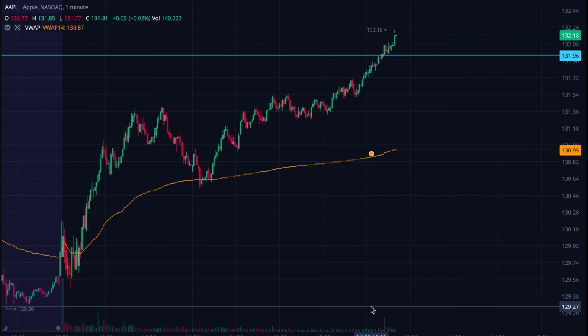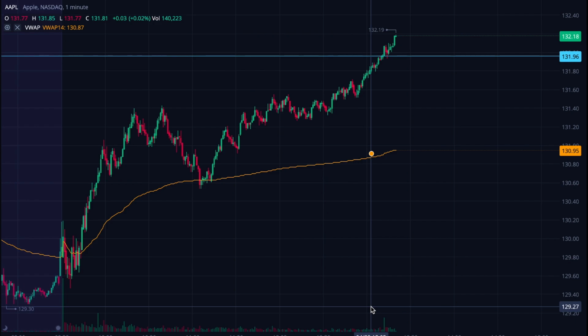Alright, so VWAP is volume weighted average price. A simple way to think about it is it basically tells you where the price and the volume overlap, meaning the more volume at any given price is going to be weighted in that direction. Less volume at any given price is going to be weighted away from that direction.